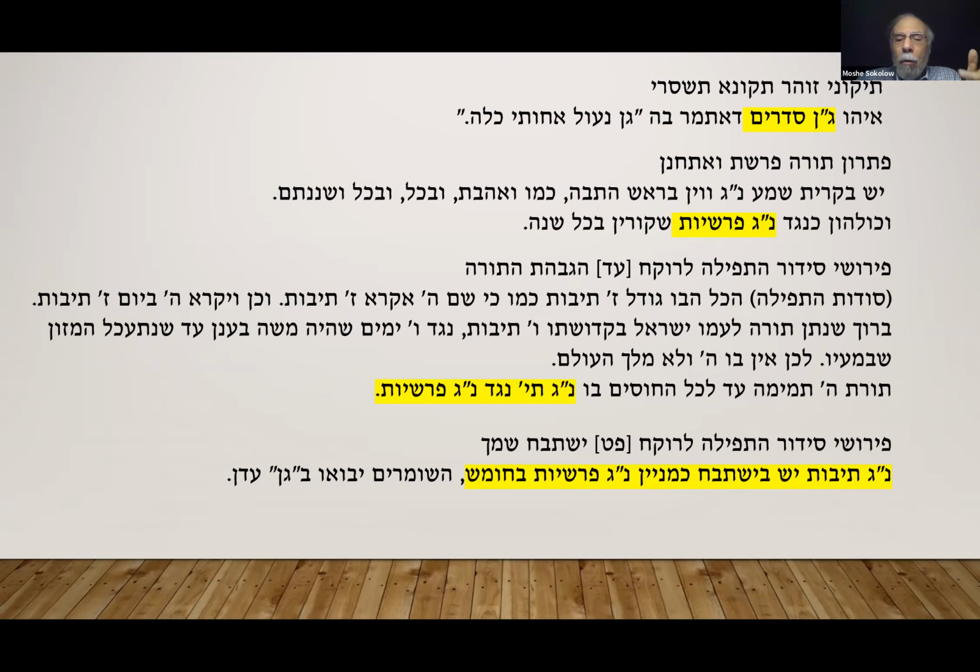Same again in another portion of that same commentary on the Siddur. He observes that there are nun gimel tevot in Yishtabach, in the concluding prayer of Psukei de Zimra. There are 53 words. Once again, keminyan nun gimel parashiot, again equivalent to the 53 weekly Torah readings.